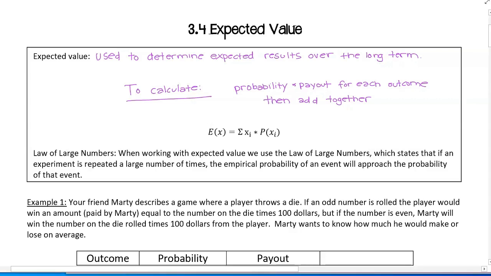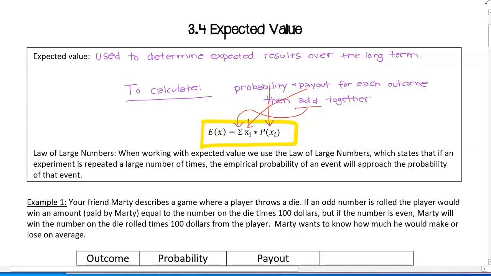This formula that you see right here is everything I just said in words, now put into math notation. The probability is going to be P of X sub i, and the payout will be just that X sub i. So the payout times the probability. Then the part where it says add together, that's what this uppercase Greek sigma means. It means I'm going to do it for every single row, and then that sigma means I'm going to add it together. So I'm going to do payout times probability for every single outcome, and then I'll add them all together.